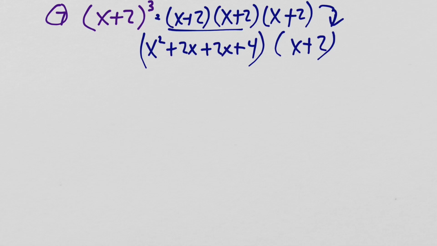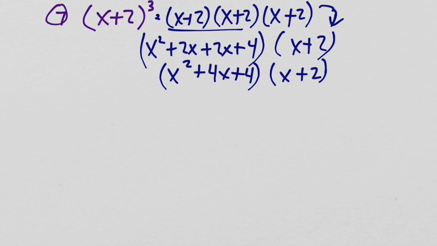So now we continue to simplify, and this is x to the second plus 4x plus 4. When you put the two x's together, you still bring down your x plus 2. And then now we get into that scenario of having a binomial times a trinomial. So you would take this x to the second times each term. So in that case we have x to the third and a 2x squared.